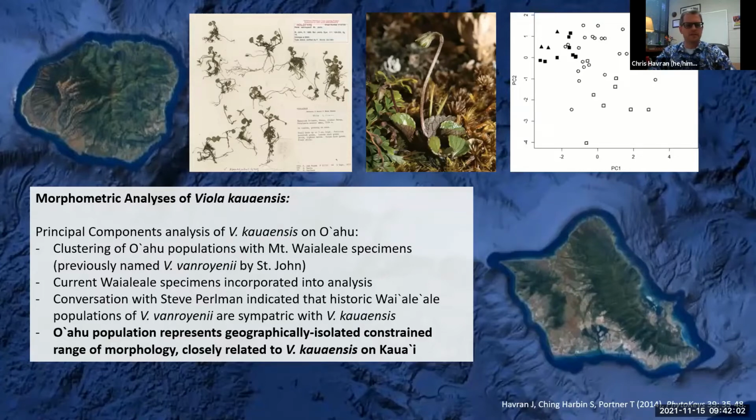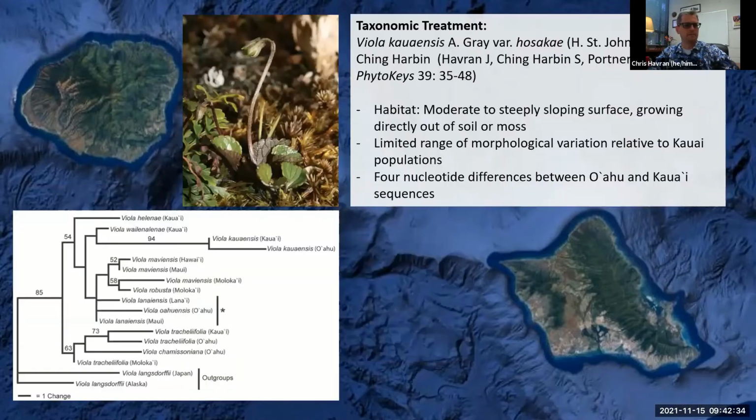And then conversations we had with Steve Perlman indicated that the site location for this Van Royi entity named by St. John is sympatric with Viola kauaiensis, as it's known. Because the population of our Viola from Oahu here, the little black squares, was just on the margin of the morphological range of kauaiensis as a whole, and because it was geographically isolated, we argue that it should represent its own distinct taxon. Next figure, please.